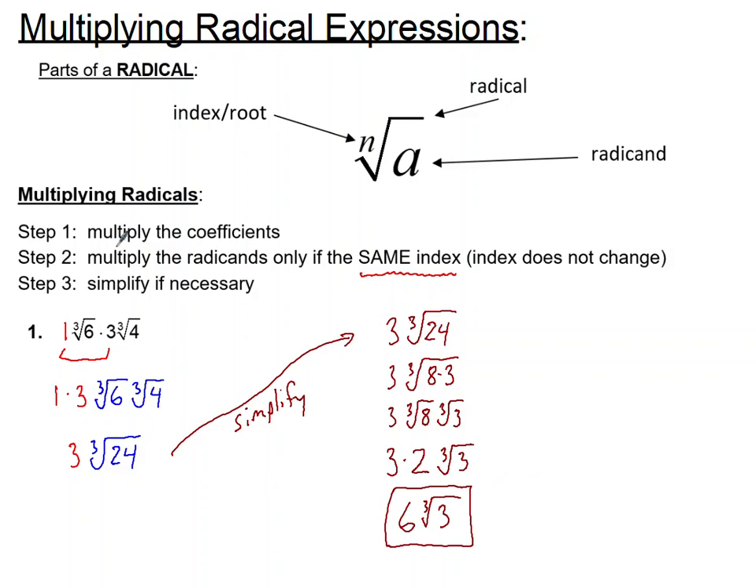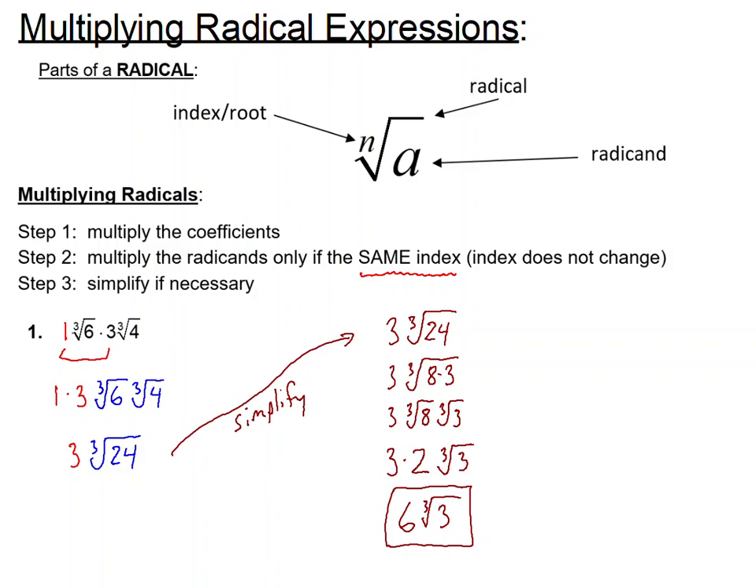Let's review. We first multiplied the coefficients. The numbers on the outside multiplied and stayed on the outside. Then we multiplied the radicands. The numbers on the inside multiplied and stayed on the inside. We then simplified like before. We saw that the cube root of 24 could be rewritten as the cube root of 8 times the cube root of 3. And we did that because the cube root of 8 is a 2. And then these numbers multiplied on the outside and became 6 times the cube root of 3.